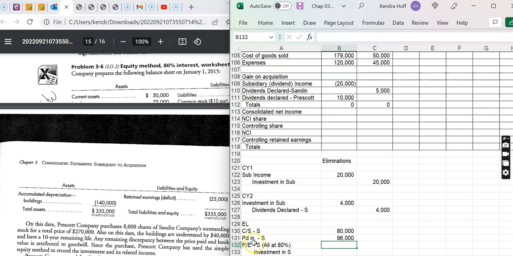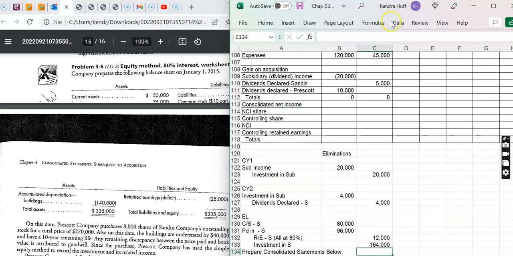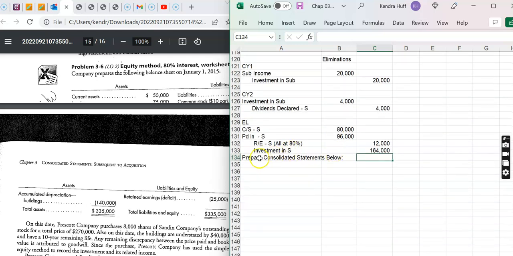Oh, this is going to be a credit. It's so weird, right? 15 times 0.8. It's going to be this plus this minus this. Dude, didn't give us enough room.